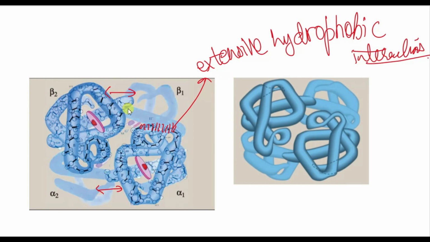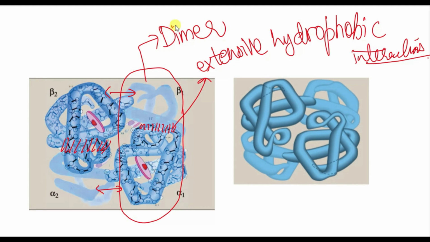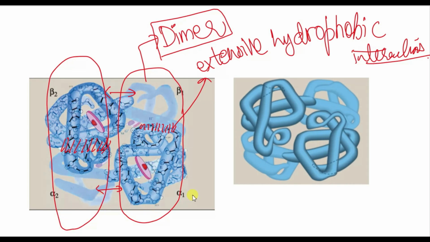Whereas in between the dimers themselves, okay, so this goes for alpha 2 and beta 2 as well. Alpha 1 and beta 1, this entire structure collectively is referred to as a dimer of hemoglobin. It's called a dimer of hemoglobin because it contains two polypeptides. Di means two polypeptides, and this is one entire dimer of hemoglobin. And this is the second dimer of hemoglobin. Okay, so hemoglobin contains two dimers, alpha 1 and beta 1, and alpha 2 and beta 2.